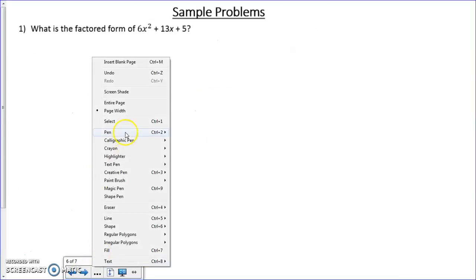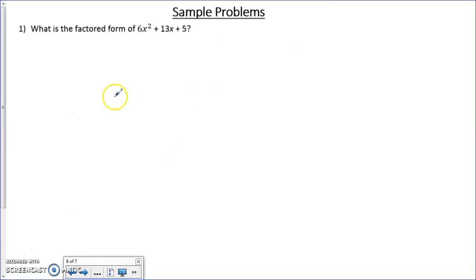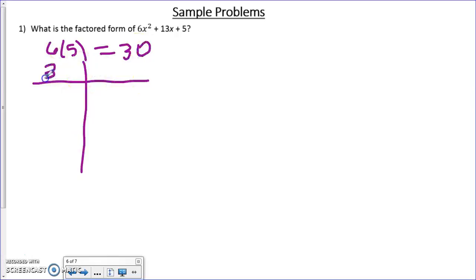Now let's do 2 problems together here. The first one, what is the factored form of 6x squared plus 13x plus 5? Right off the bat, I know that there's no GCF, so I don't have to worry about that. Now I see that a is greater than 1, so I'm going to multiply 6a times c, which is 5. That's equal to 30. So I need to look for factors of positive 30 that are going to add to positive 13. So I'm going to look at only the positive factors.